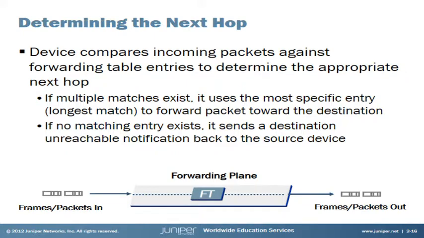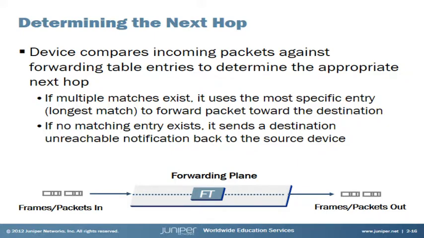The device compares incoming packets against the forwarding table entries to determine the appropriate next hop. If multiple matches exist, in other words, if there are multiple routes in there that match the packet, which is quite possible and probably going to happen fairly often, then it uses the most specific entry. That is known as the longest match principle. Okay, the most specific entry.